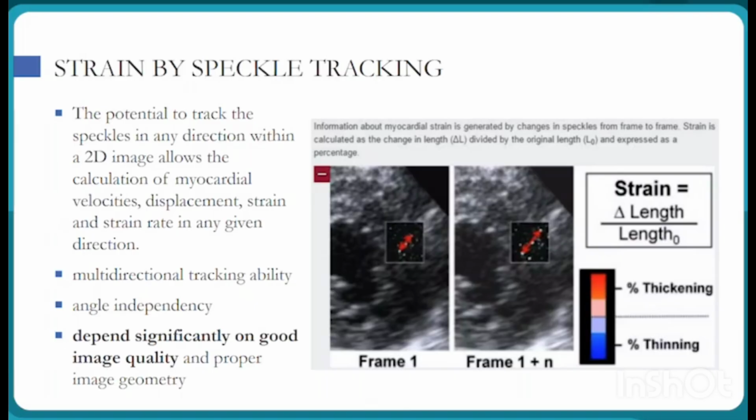An advantage of strain by speckle tracking is that there is a potential to track the speckle in any direction within a 2D image, which allows the calculation of myocardial velocities, displacement, strain and strain rate in any given direction. It has a multi-directional tracking ability, and it is angle independent, unlike tissue Doppler imaging, which is angle dependent. It depends significantly on good image quality and proper image geometry.